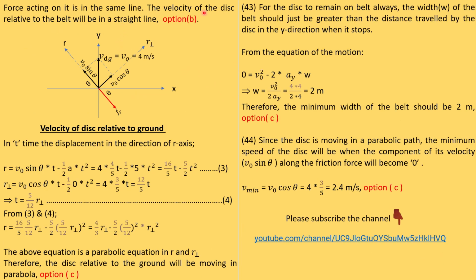As we discussed already, because this disk relative to the belt is moving in this direction and the friction force is acting exactly opposite to it, it will not change its direction. So we can say that the velocity of the disk relative to the belt will be in a straight line. So option B is matching with that. So option B will be one of the correct options.